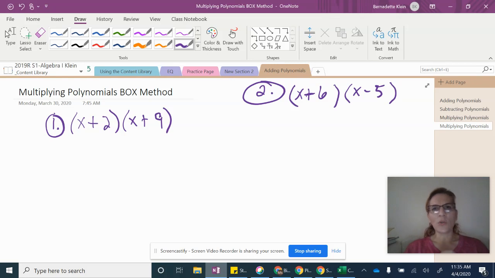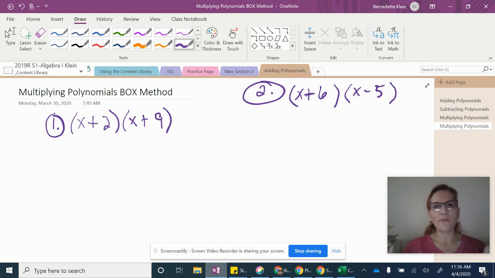So now let's teach you the box method. In my opinion, this is the easier method and I really enjoy it. I just think it's fun. It's called the Punnett square or the box method. And if you paid attention in your science or biology class, you've probably heard of that before. So we're going to show you how to do multiplying polynomials using the box or Punnett square method.